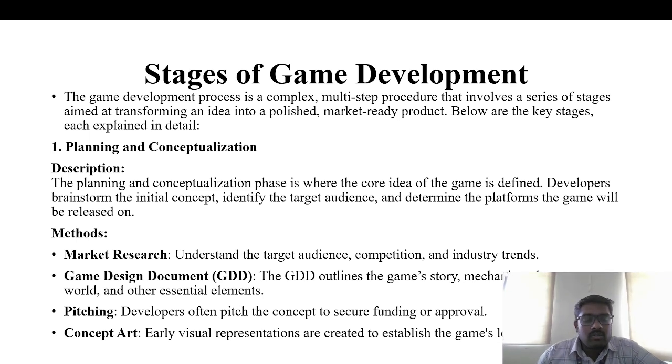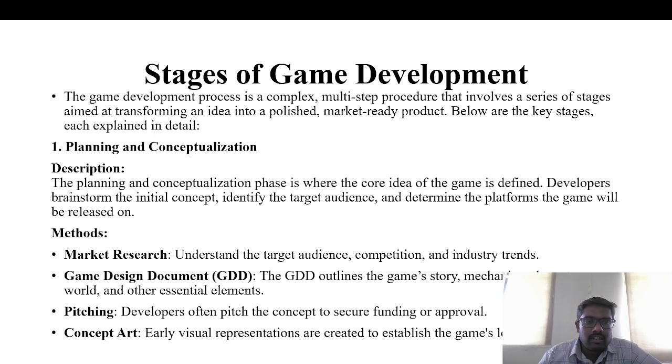Today we are going to see about the stages of game development. What are all the stages involved in game development? There are totally 6 stages. Let us look at each stage one by one. So we want to develop a particular game. In order to develop a particular game, as in the SDLC process, we have step-by-step procedures. Similarly, we have a step-by-step process to develop a particular game. So what are the steps?